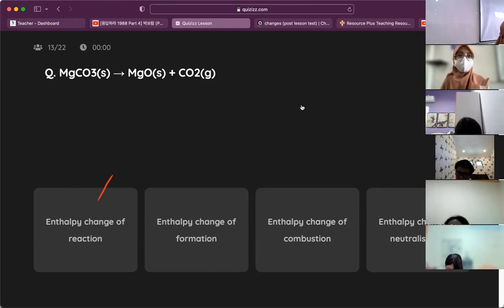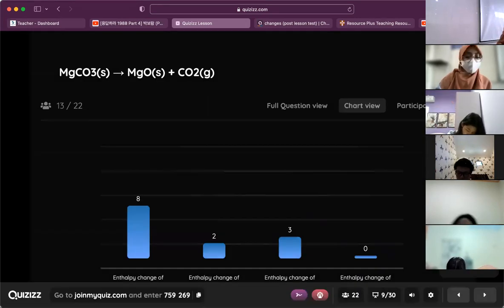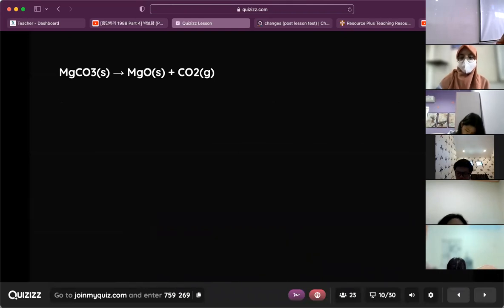Okay. Do you understand? Any question? Miss, it must be combustion because it's producing carbon dioxide. Yes, it's producing carbon dioxide. But if it's combustion, it must be magnesium carbonate plus oxygen. Oxygen means you burn something. Okay. Do you have question? Is it clear why this is enthalpy change of reaction? When you cannot classify it as anything else, then it is enthalpy change of reaction. Okay, next slide.